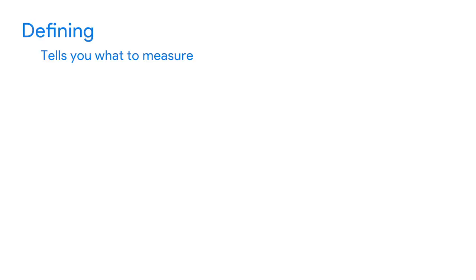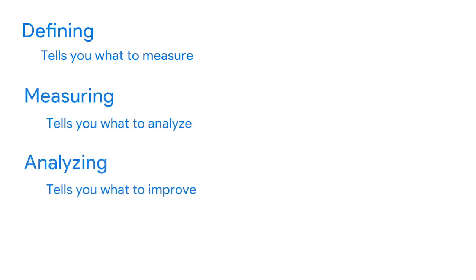To sum it all up, you can remember DMAIC like this. Defining tells you what to measure. Measuring tells you what to analyze. Analyzing tells you what to improve, and improving tells you what to control.